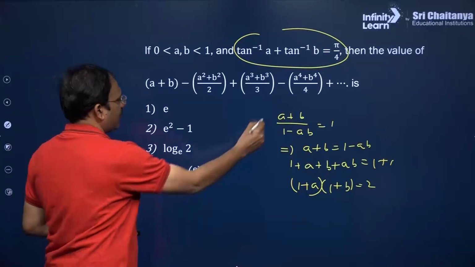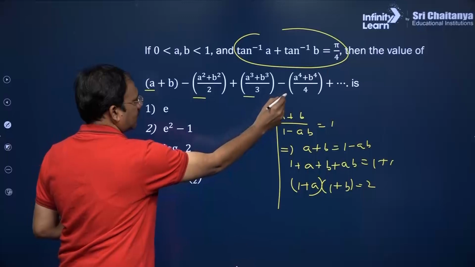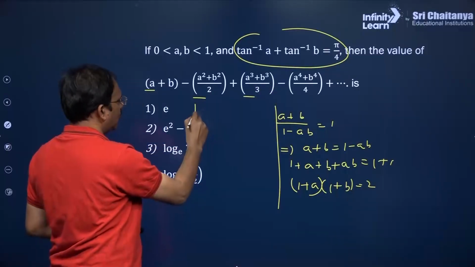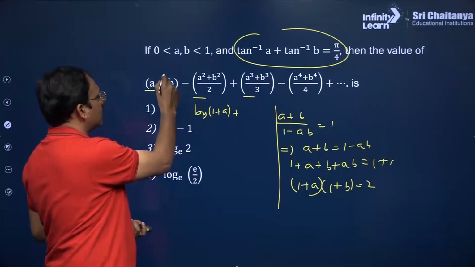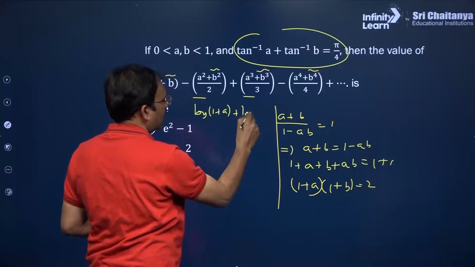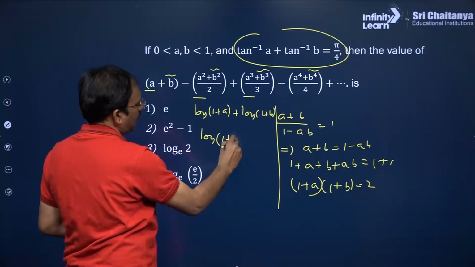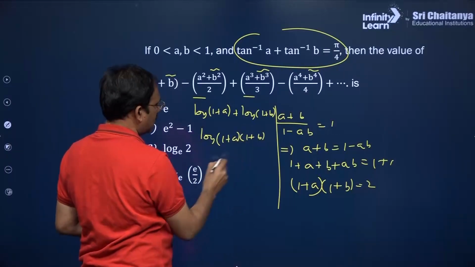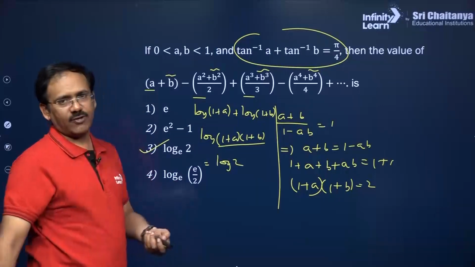Now friends, if you separate the sequence here, first terms A minus A square by 2 plus A cube by 3 minus A power 4 by 4, you will get log 1 plus A plus, this is second sequence, B minus B square by 2 plus B cube by 3, this will become log of 1 plus B, which becomes log of 1 plus A into 1 plus B, my dear friends, which we have seen this value is 2. So log 2 is the answer, my dear friends.